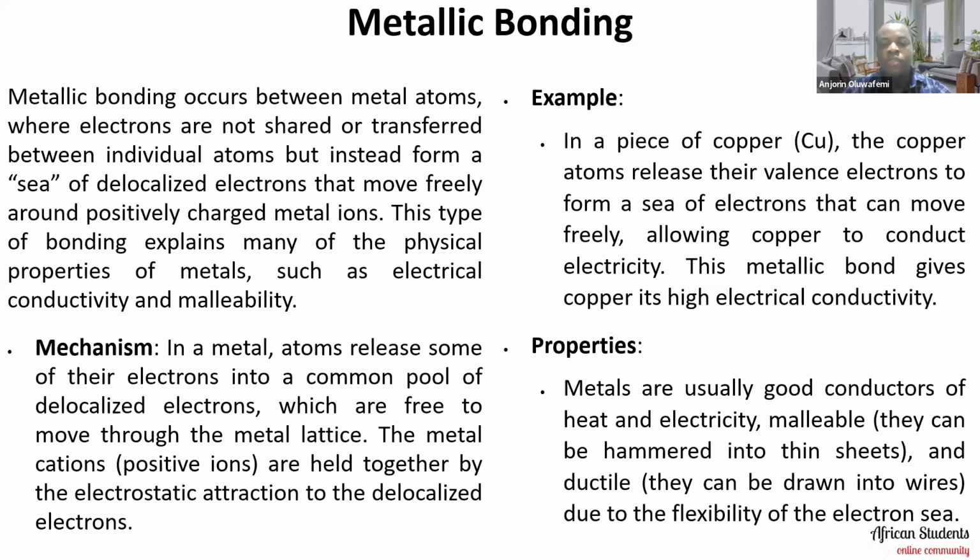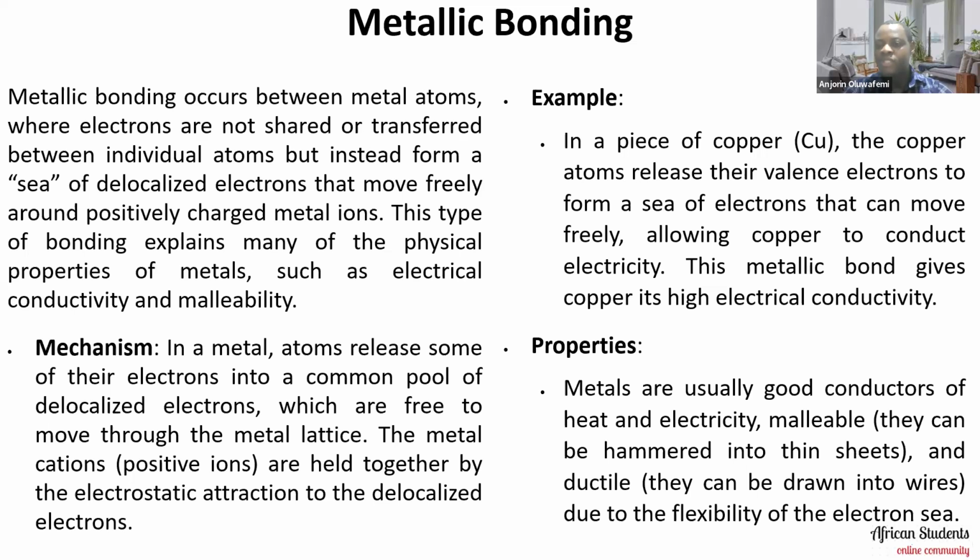So what happens basically in metallic bonding is that the atoms release some of their electrons into a common pool of delocalized electrons, which are free to move through the metal lattice. So the metal cations, which are positively charged, are held together by the electrostatic attraction to the delocalized electrons. A very good example is in a piece of copper. The copper atoms release their valence electrons to form a sea of electrons that can move freely, allowing copper to conduct electricity.